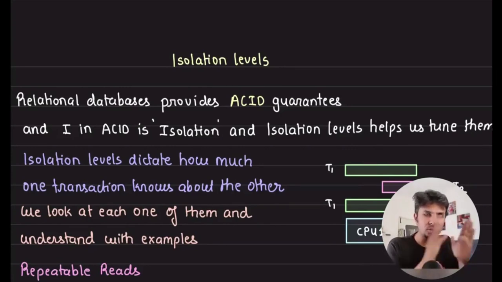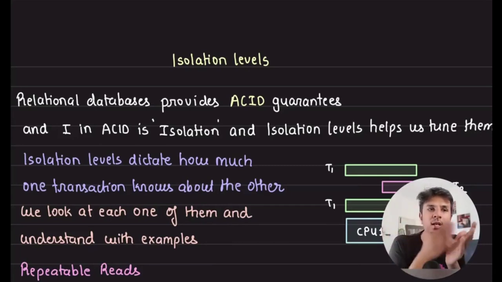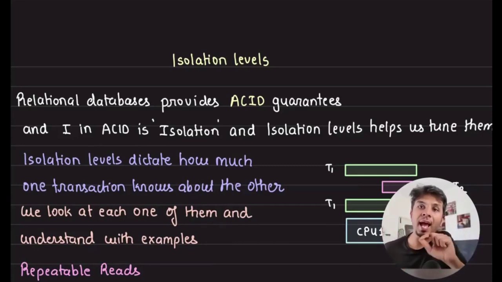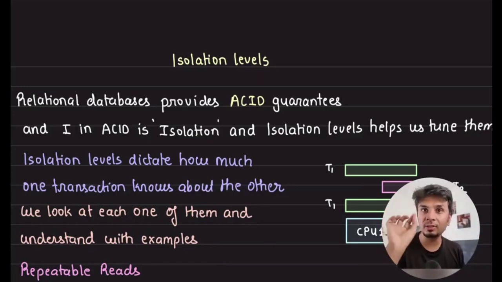Just to clear things up, when a database says we provide isolation, it's isolation between transactions. When there are two transactions running in parallel on my database, what kind of transparency does one have over the other? That's isolation. The way a database gives you tools to tune that is called isolation levels, which you can change. You would have already heard of it, but this is exactly where it fits into the scheme of things.